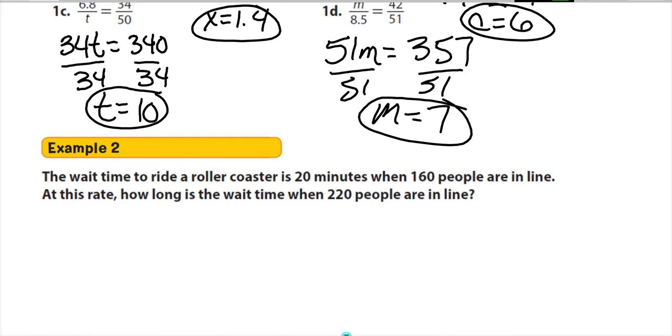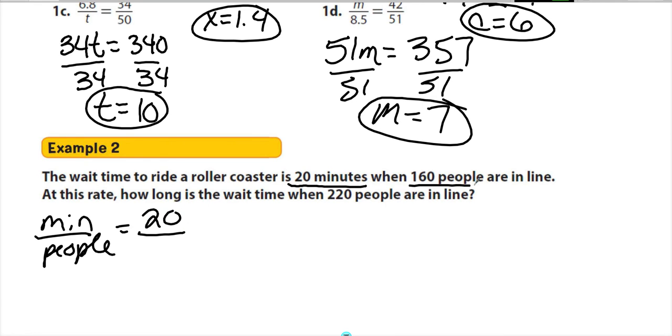All right, let's take a look here at the last one. It says, the wait time to ride a roller coaster is 20 minutes when 160 people are in line. At this rate, how long is the wait time when 220 people are in line? All right, so we need to set up the proportion. So we're going to do minutes over people. And then we match those up. Okay, so what was the first amount of minutes right here? Minutes was 20. Over the number of people. How many people did it serve? 160.